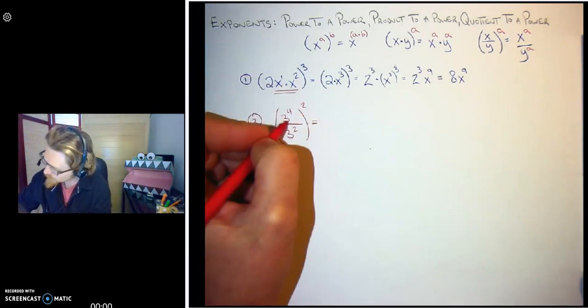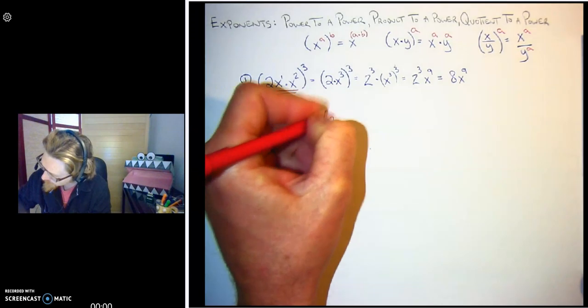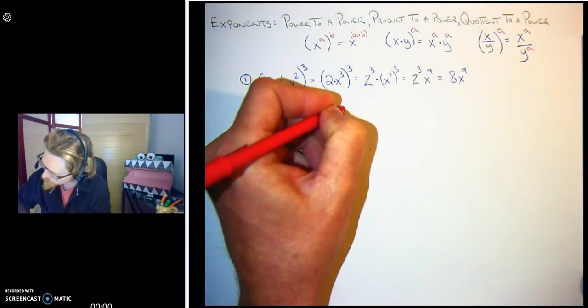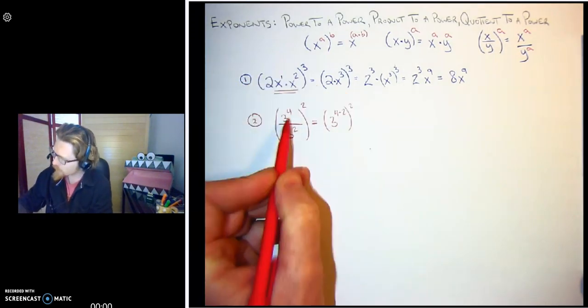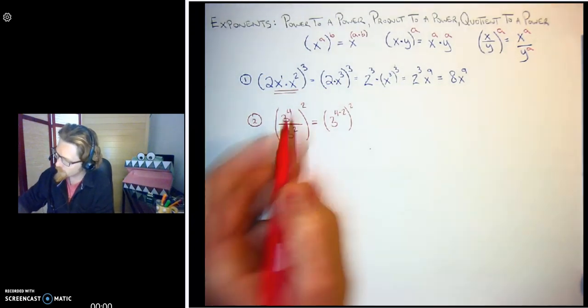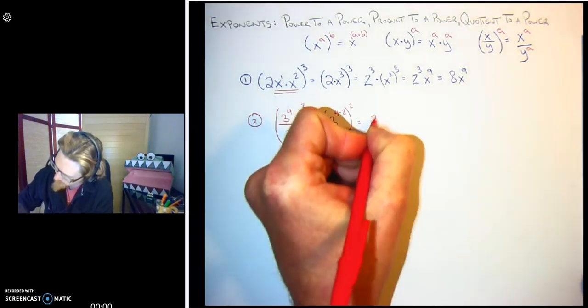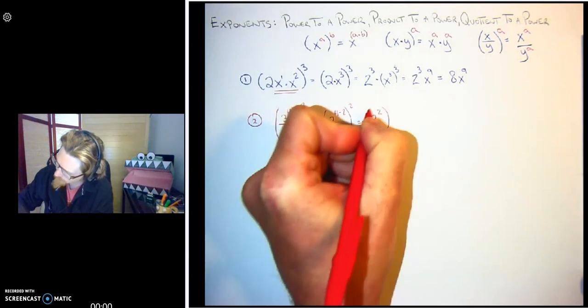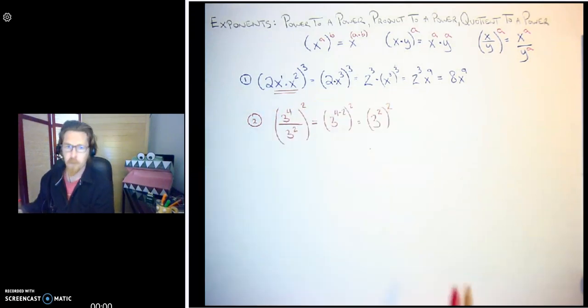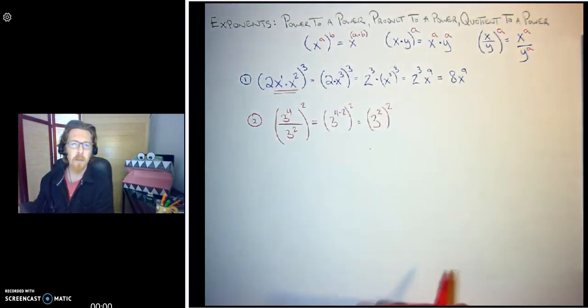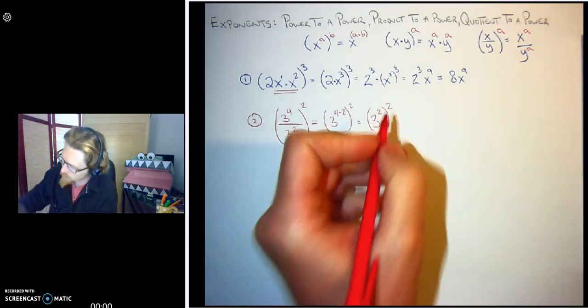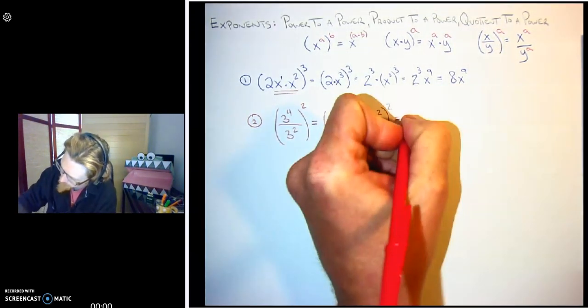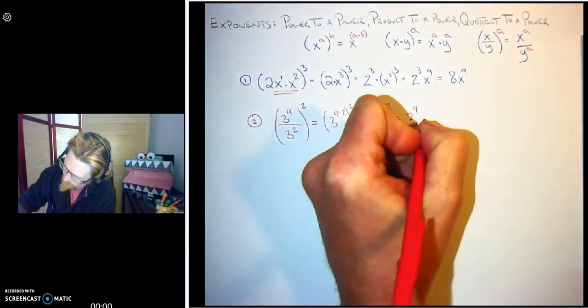So this is going to be 3 to the fourth minus 2 power squared. So that's going to be the rule here. We subtract those exponents. That's going to give me a 3 squared on the inside of my parentheses raised to the second power. Now this is just a power to a power rule. We have 2 times 2 makes 4, so I end up with 3 to the fourth.